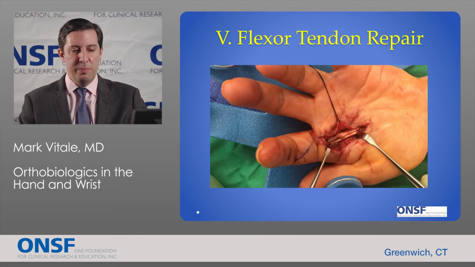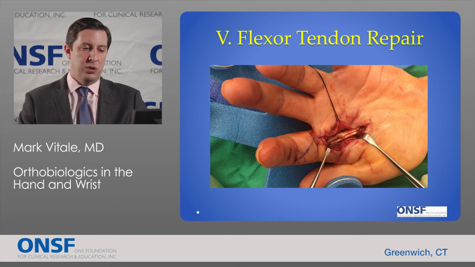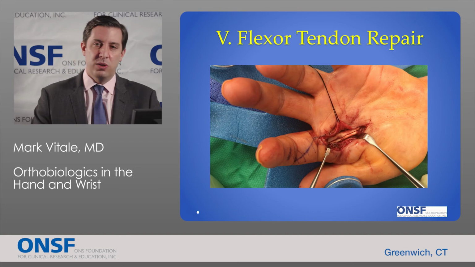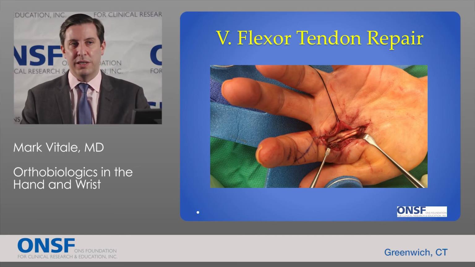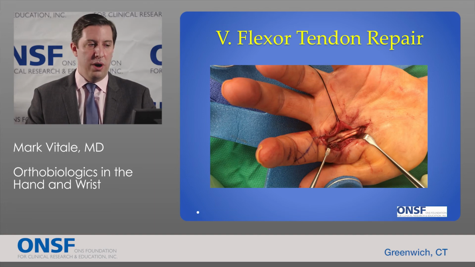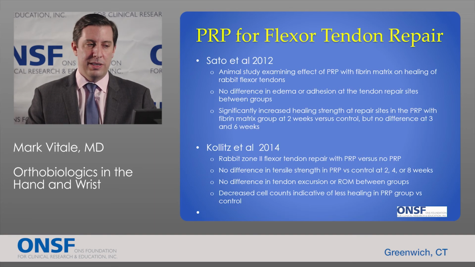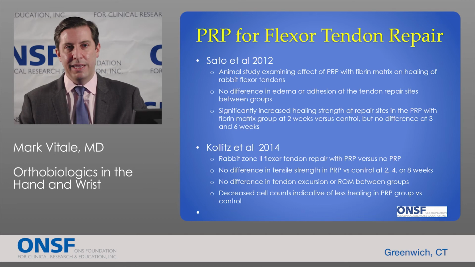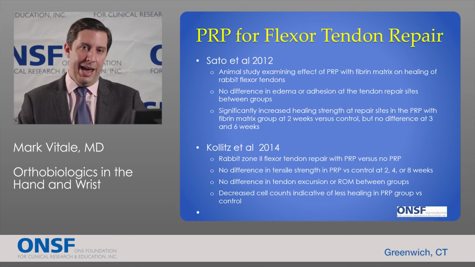And lastly, one of the bigger challenges in our field of hand and wrist surgery, flexor tendon lacerations requiring repair. These are injuries which are very difficult to achieve a good result because of the stiffness that can develop and also the high rate of re-rupture. So various studies have looked at PRP to enhance flexor tendon repair in animal models. And let's briefly review that data.